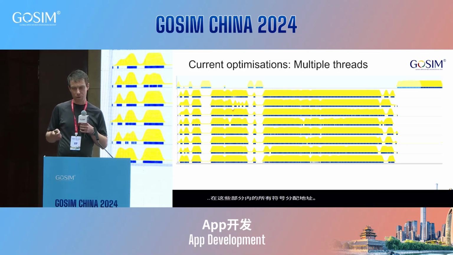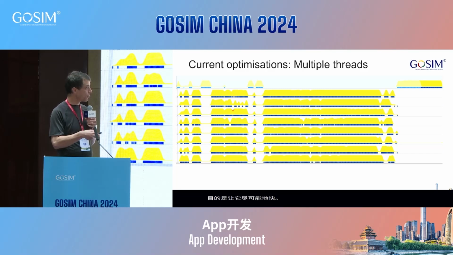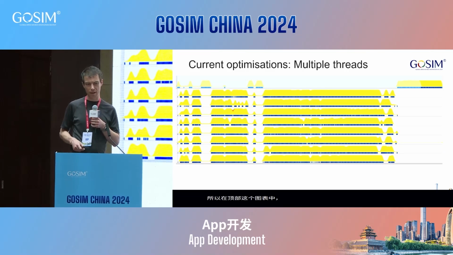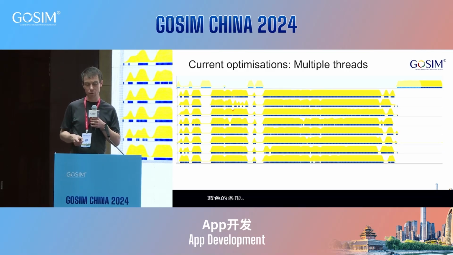So I've done several optimizations to make the linker run as fast as I can. There's still more work that I can do here, but it's getting reasonably good. One of the most obvious optimizations is running with multiple threads. So in this diagram here, at the top, the blue bar is the main thread of the program, and then the other 8 bars below that are threads in a thread pool.